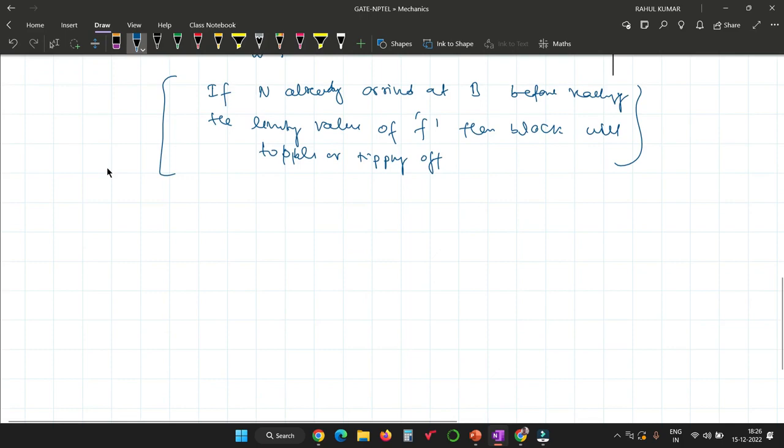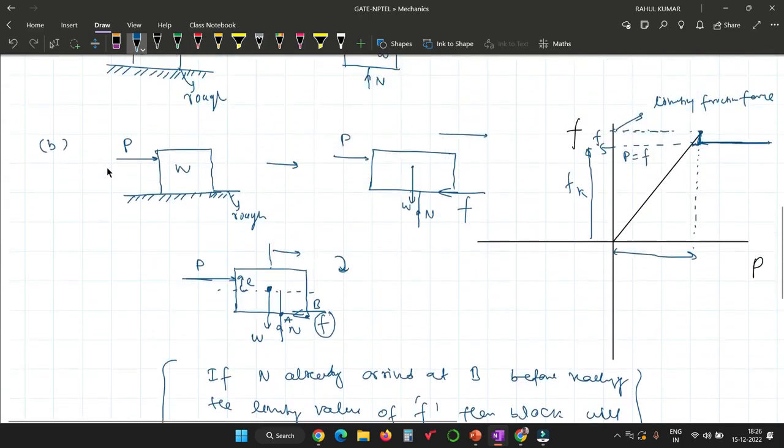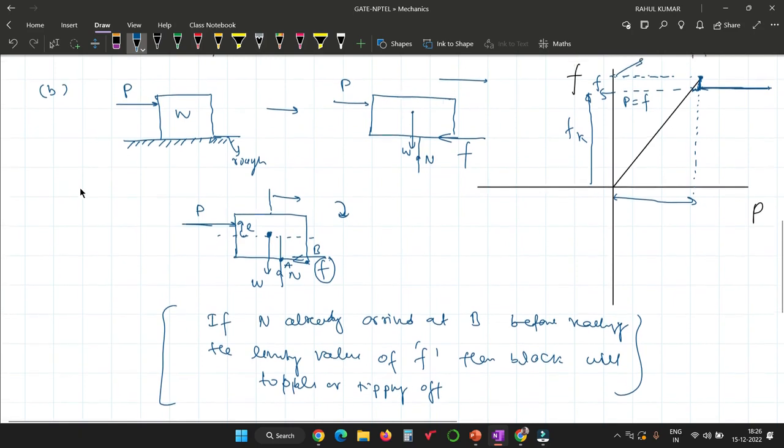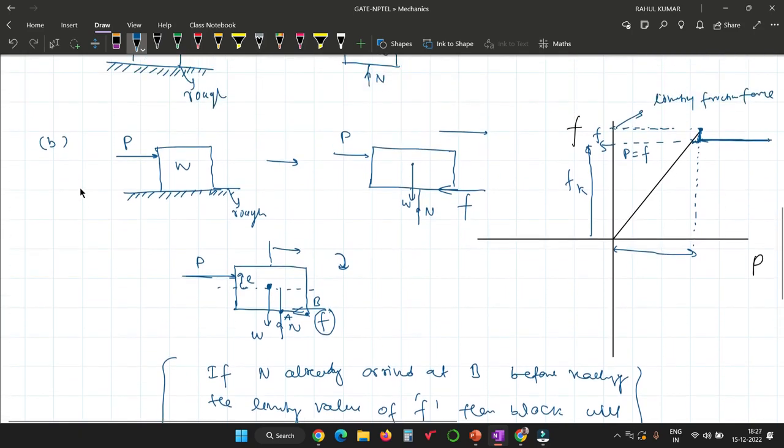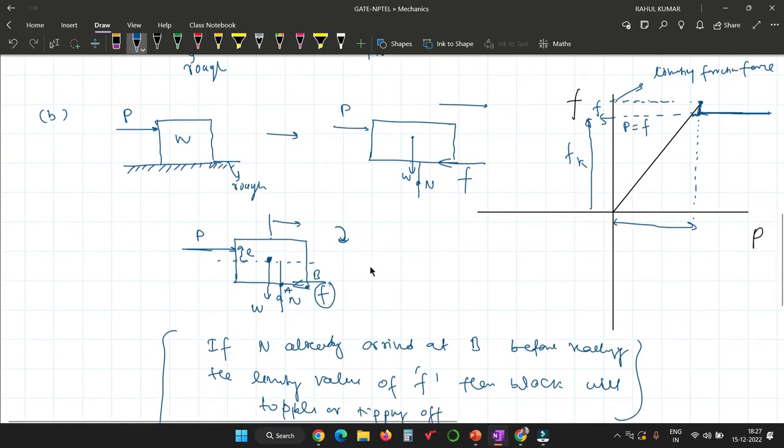Sir, a limiting value of F means it should be equal to the external force applied? Limiting value, I'm talking about Fs, means it has lost the capacity to maintain the equilibrium. I'm talking about Fs.